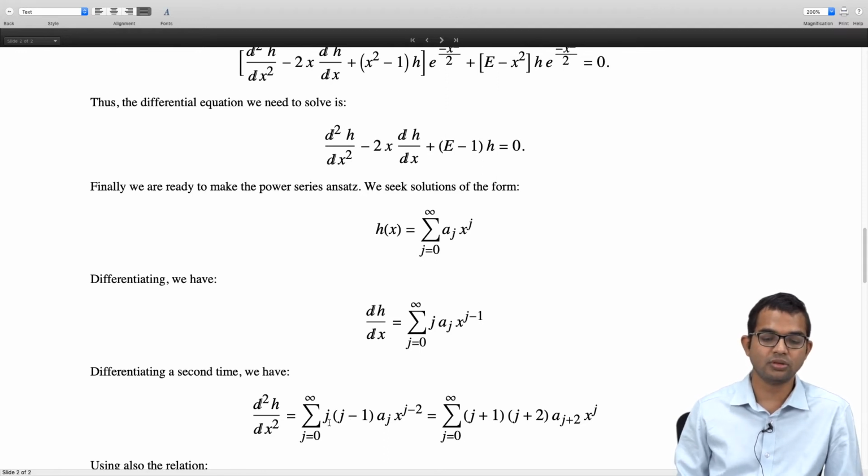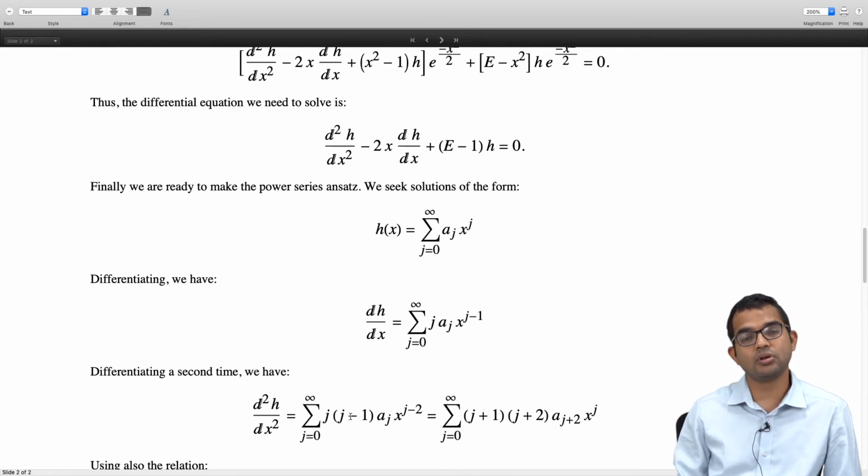J equal to 0 will cause the first term to be 0. J equal to 1 will cause this factor, the second term, to be 0. So for all practical purposes, this summation actually runs from j equal to 2 to infinity, and then we can make the change of variable.